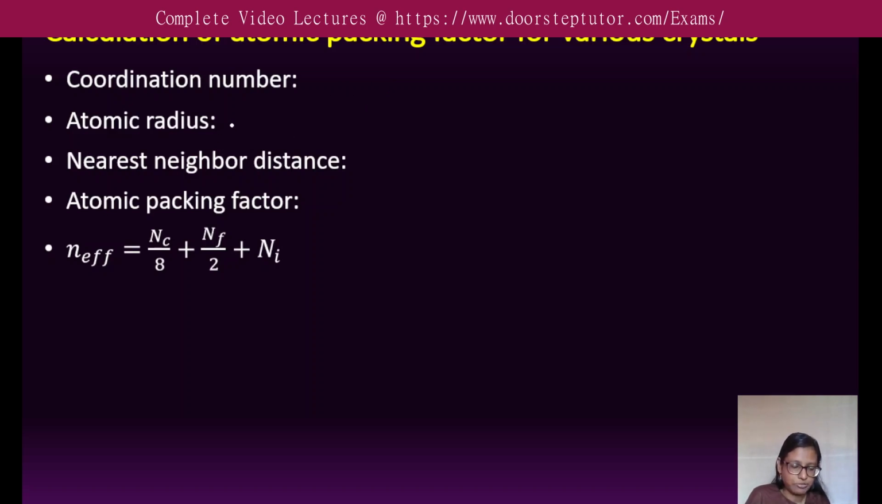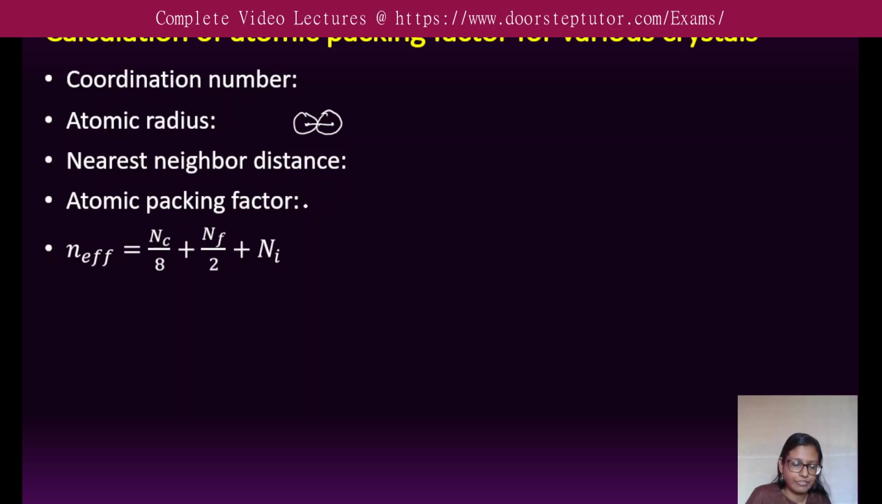Next is the atomic radius, which is half the distance between nearest neighboring atoms. Let's say these two atoms are nearest neighboring atoms, and this is the total distance between them. Half the distance is the atomic radius. The nearest neighbor distance is the distance between two nearest neighboring atoms, taken from the center of the atoms.